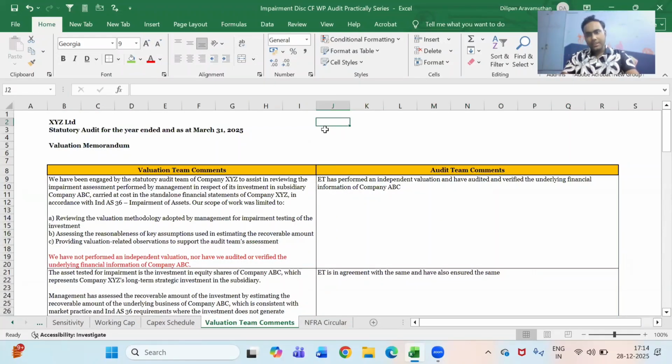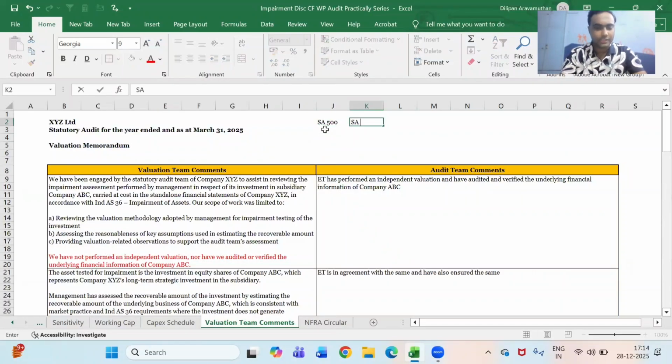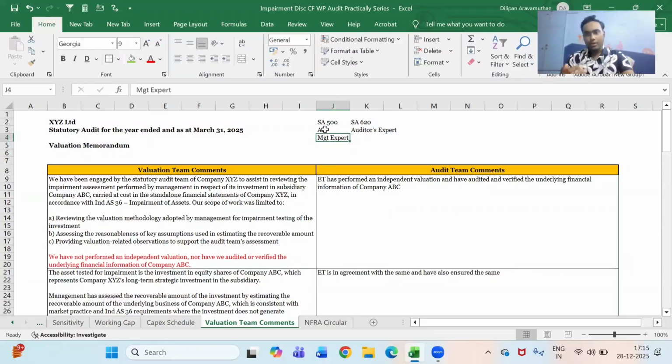Basically, what happens is, if you all read two standards, I'm going to reference two standards here: SA 500, SA 620. SA 500 is a standard about audit evidence. SA 620 is about auditor's expert. So in SA 500, there is a term called management expert that has been defined. And in SA 620, auditor's expert is spoken about. So management expert refers to a person who assists the entity in the preparation of financial statements by providing expert guidance in a field other than audit and accounting. Like for example, an actuary is a management expert, a valuer is a management expert.